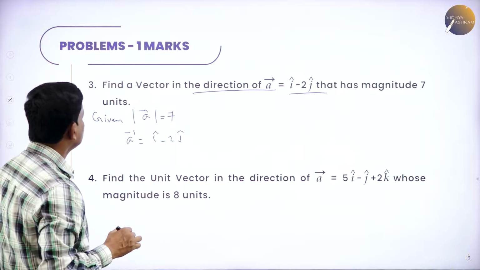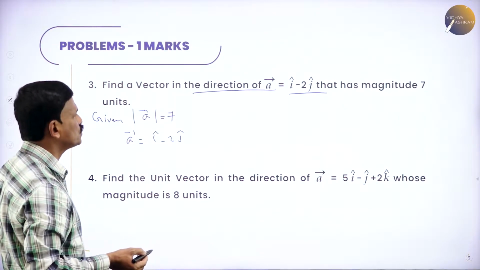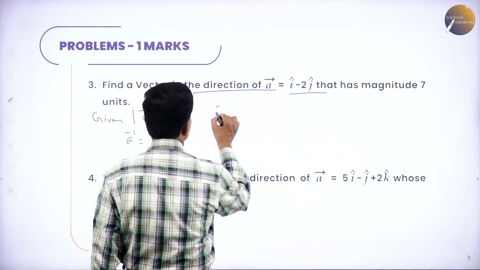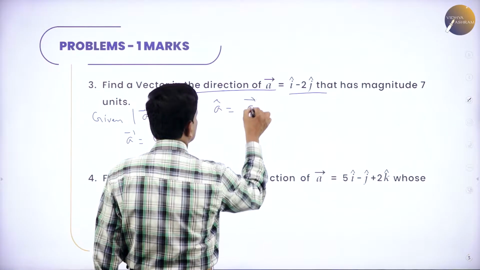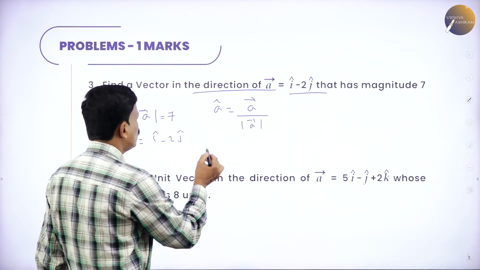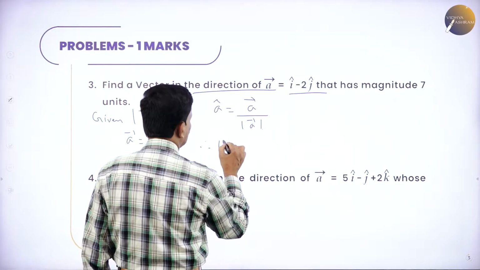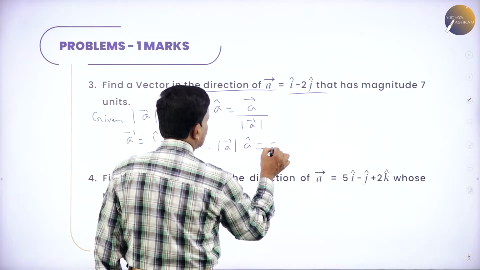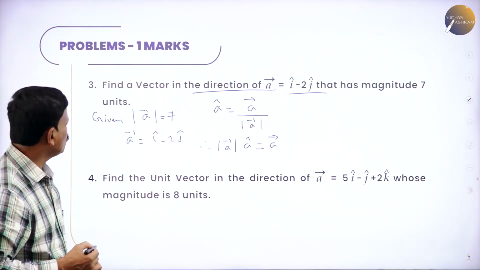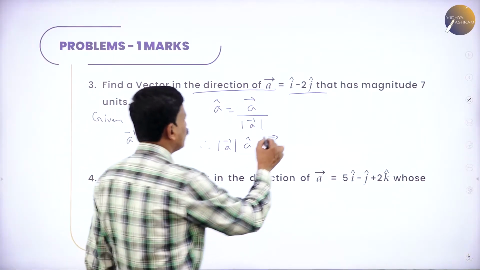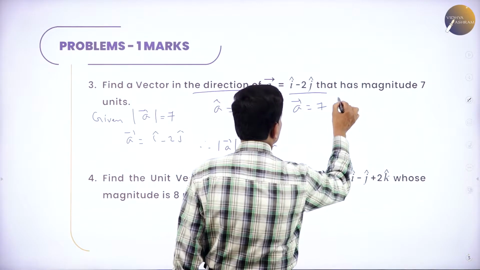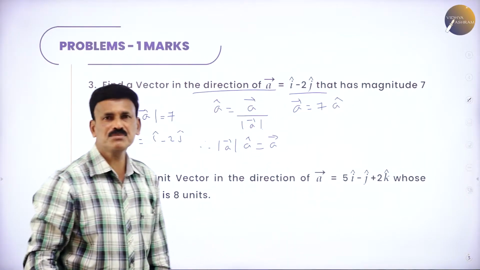So find a vector in the direction of A equals i minus 2j that has a magnitude of 7 units. Now you know what the unit vector is. Unit vector A cap is equal to vector A divided by its own length. Now cross multiply it. So therefore length of vector A into A cap is equal to vector A. That means the required vector is 7 times the unit vector.